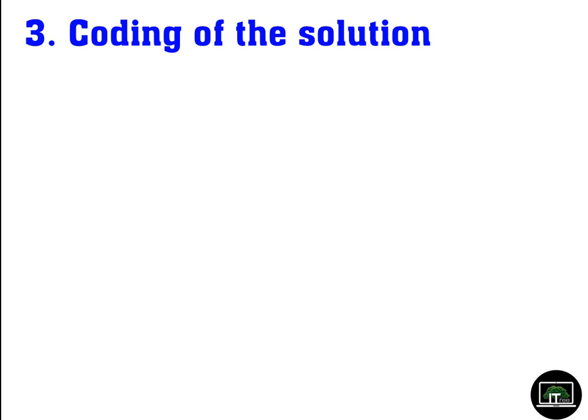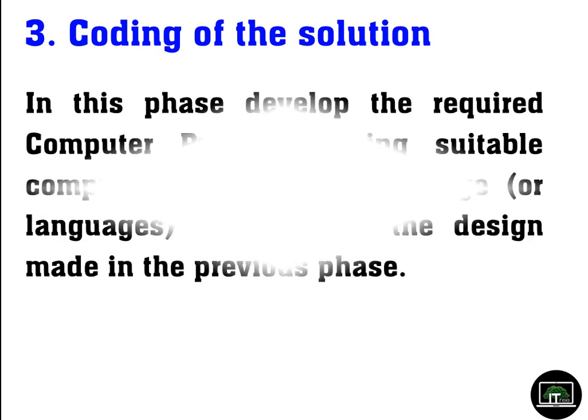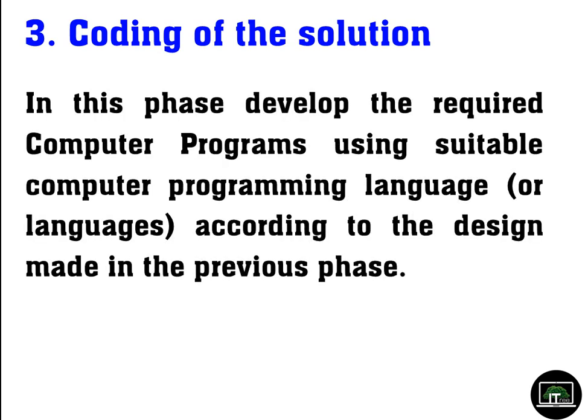Then the coding solution. Now we have identified the problem and we have the design. Now we write the code of the system. Here we use a suitable computer programming language, or a few languages. Sometimes we may use a single programming language or we use a few. In grade 11, the first lesson is about the Pascal programming language. Like that, we have different programming languages to develop our program. Depending on the complexity of the program, we may use one or more programming languages to code the system.